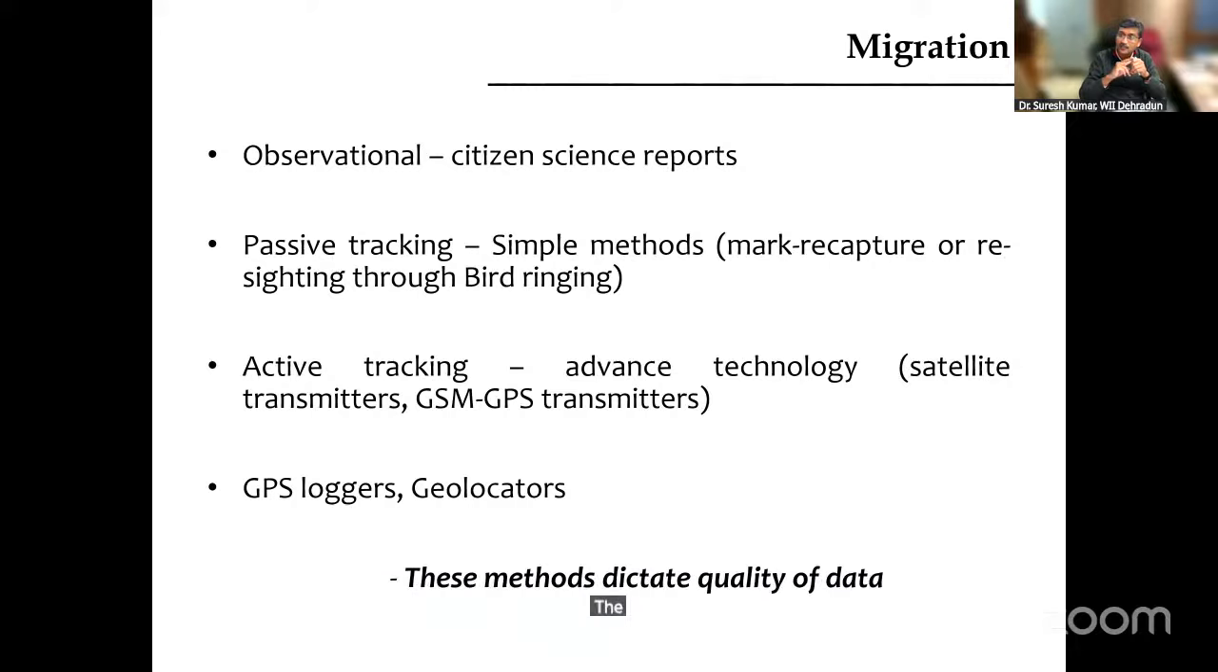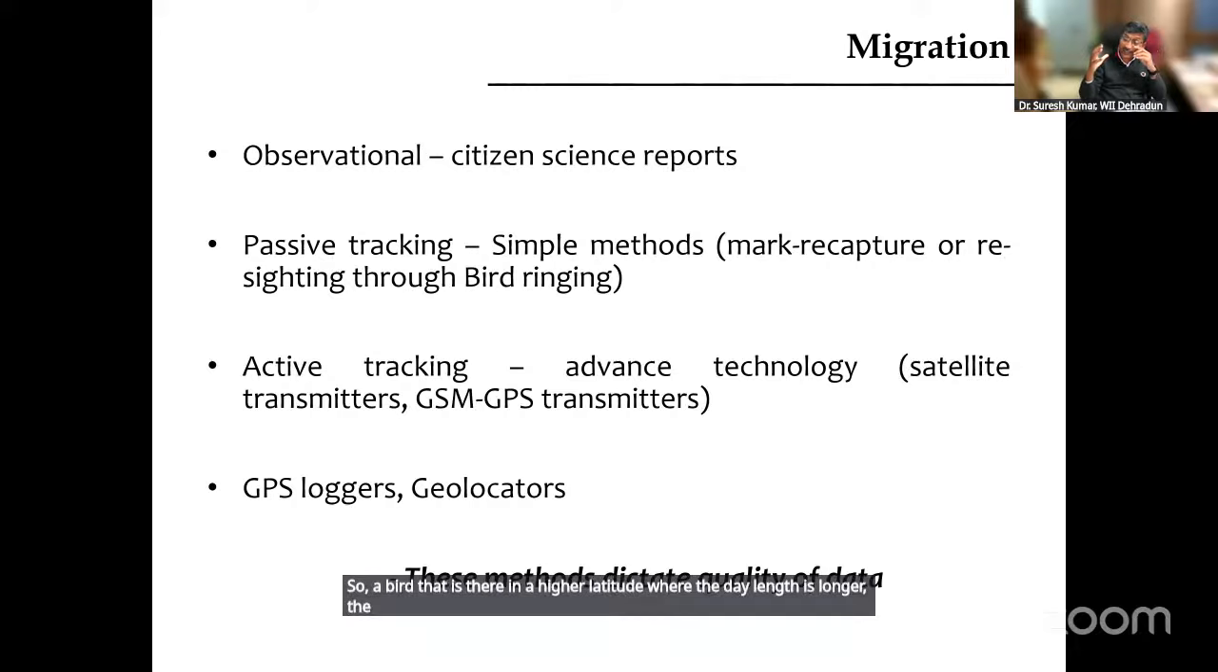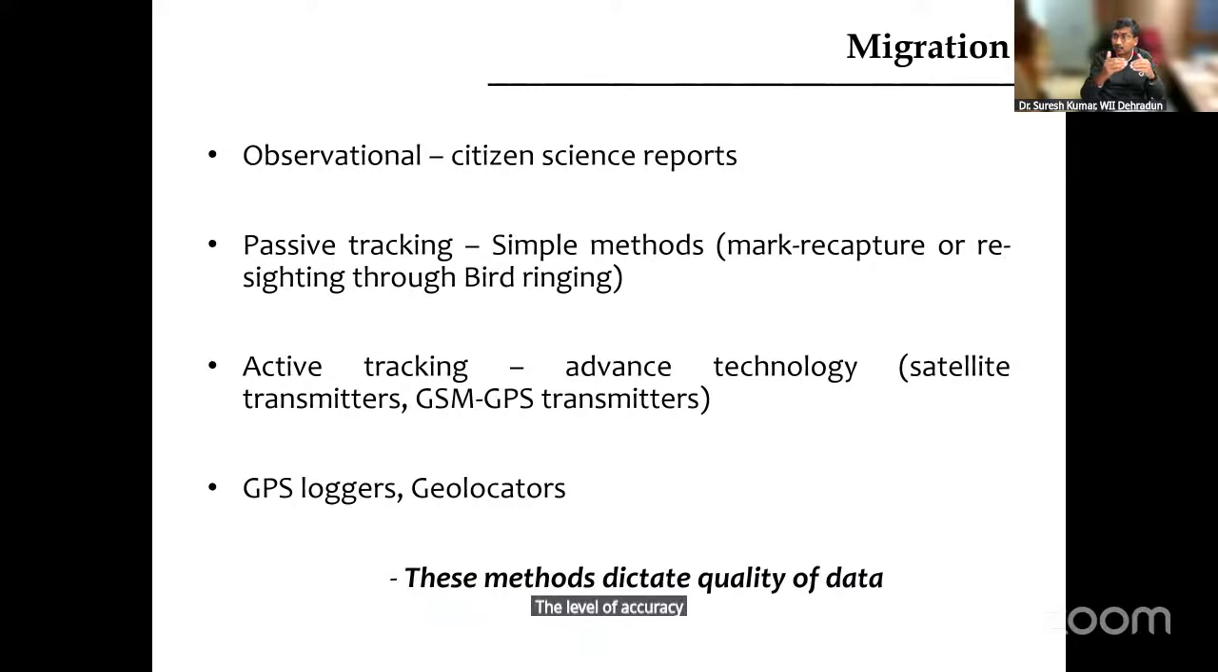The geolocators are something very similar to that. Here, these are light logging devices. Across the planet, the light intensity or the luminosity varies across time and across the latitudes. So a bird that is in a higher latitude where the day length is longer, the light intensity is much higher during a certain time, and if it moves, we are able to figure out where these birds are. But these are small devices, and you have to wait. The level of accuracy in this data is also a huge challenge.